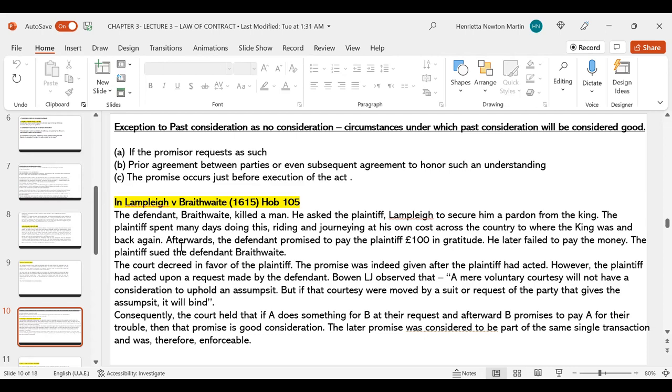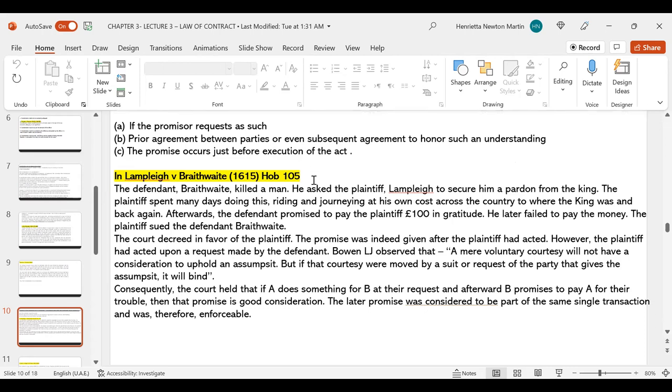It's quite close. So the promise occurs just before execution of the act. So these are the exceptions to the English rule that past consideration is no consideration. For this, there is a case law. This is a landmark decision. Again, Lampleigh versus Brathwait, 1615 Hob 105.